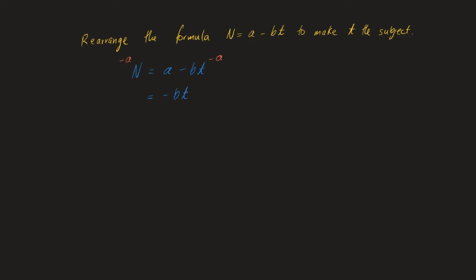That will leave me with negative bt on the right-hand side of the equation and n minus a. Now I need to get rid of that negative b. Remember it's negative b multiplied by t, so I need to do the opposite, which is divide by negative b. Once I divide both sides by negative b, the left-hand side will give me positive a minus n all over b is equal to t. So then all I'm doing is flipping that around to have t the subject.